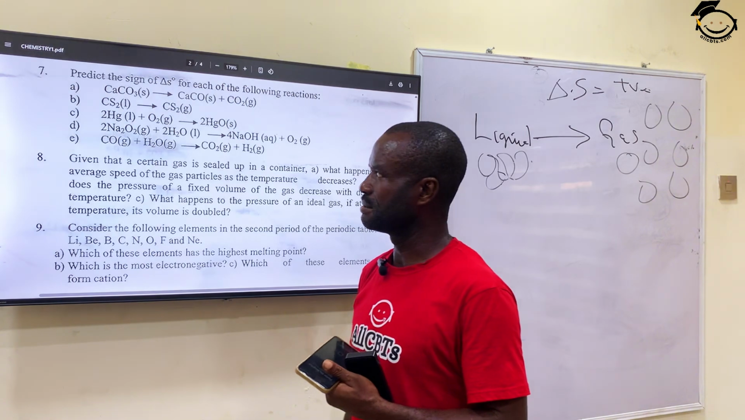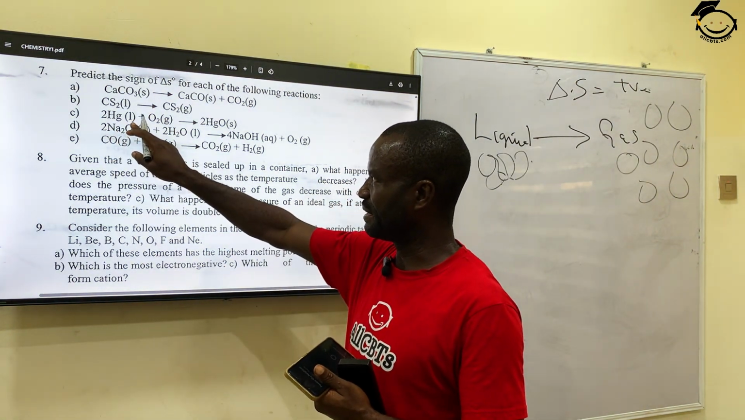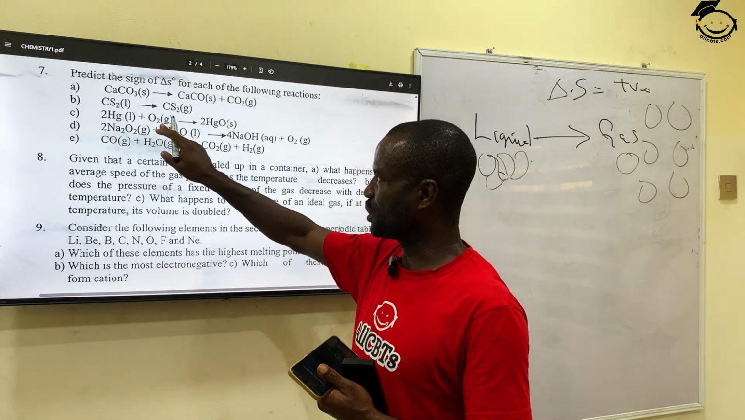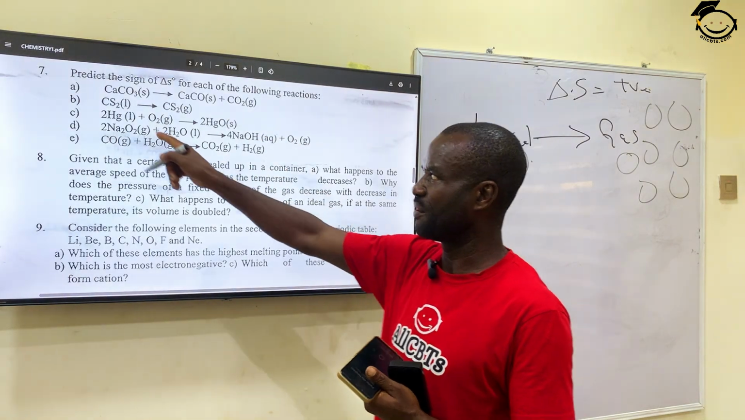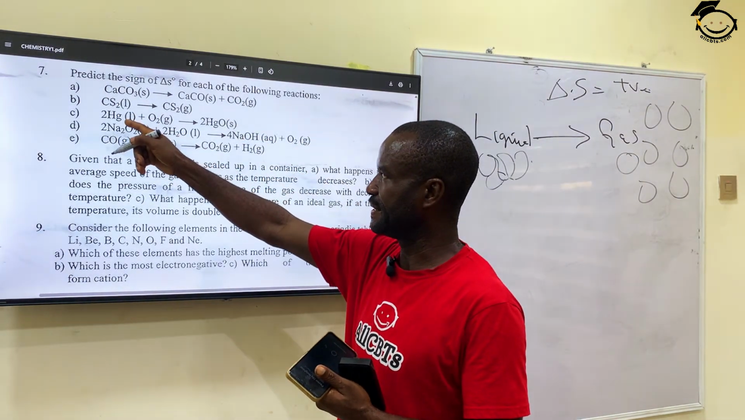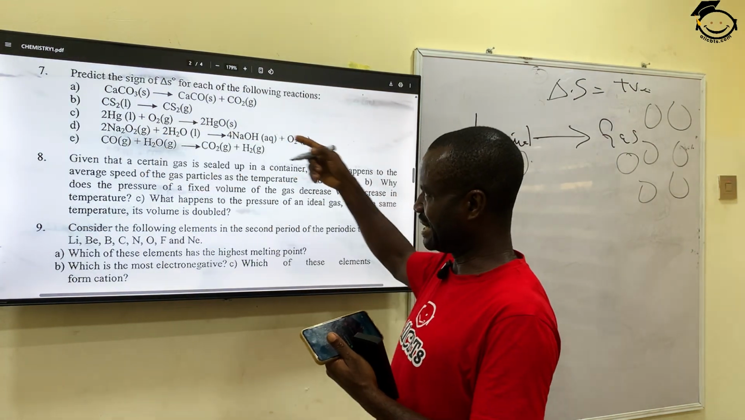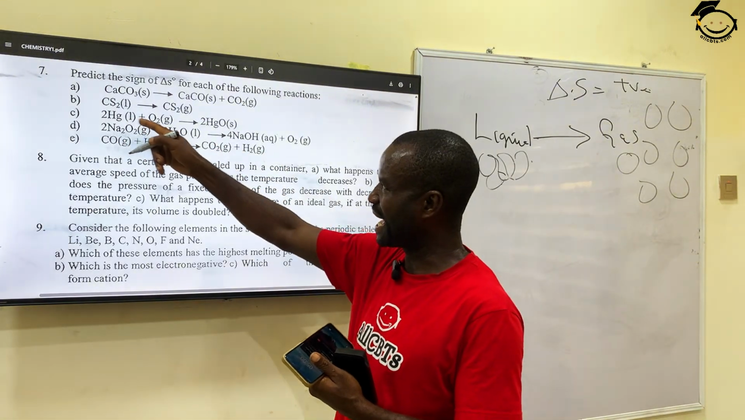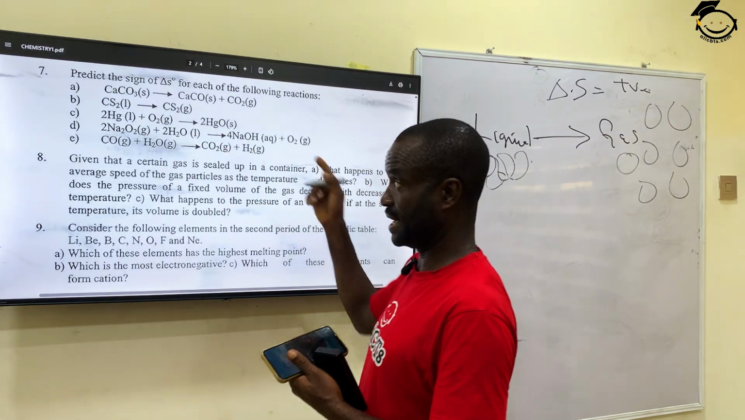For question 7C, this is mercury in liquid form reacting with oxygen in gaseous form to form a solid. You can see, from gaseous to solid. What do you expect? The degree of movement of molecules is reduced. So entropy change here is negative. So for this case, C, entropy change is negative.